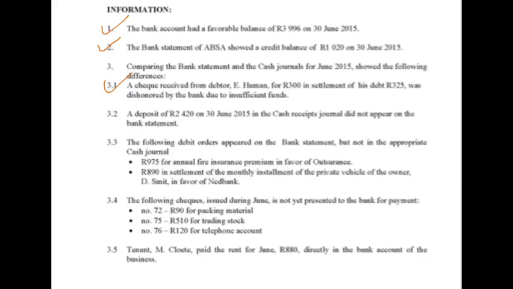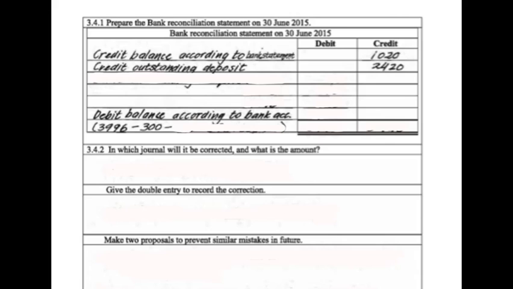3.2, a deposit of 2,420 on the 30th of June in the cash receipts journal did not appear on the bank statement. So therefore, if it did not appear on the bank statement, I need to go and put it on the bank reconciliation statement. So in the reconciliation statement, it's going to increase the reconciliation statement. So on the credit side, I'm going to put a credit outstanding deposit of 2,420 Rand.